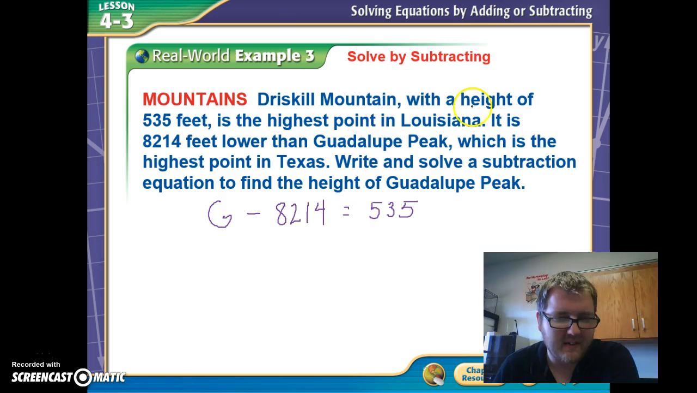So if we just draw a little diagram here, we have Driscoll, which is 535 feet. And we know that there's some distance, 8,214, between Driscoll and Guadalupe.